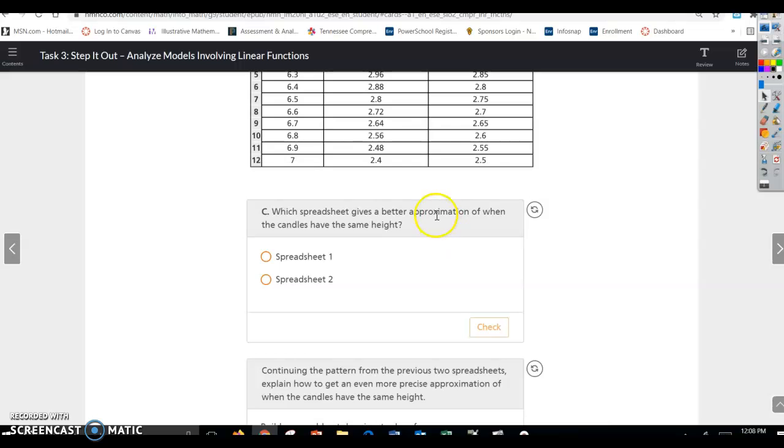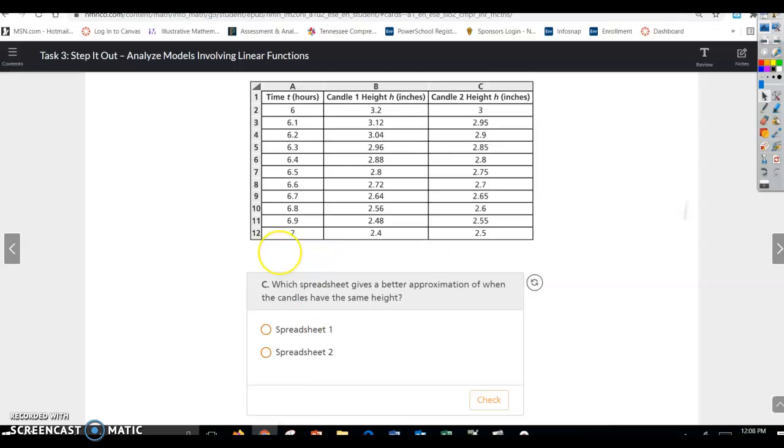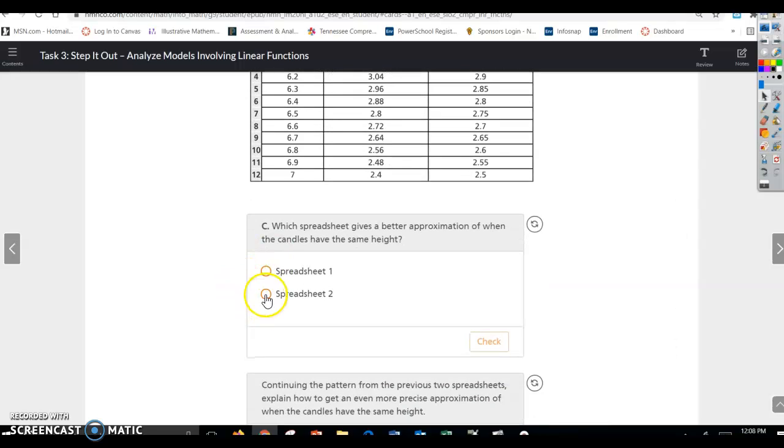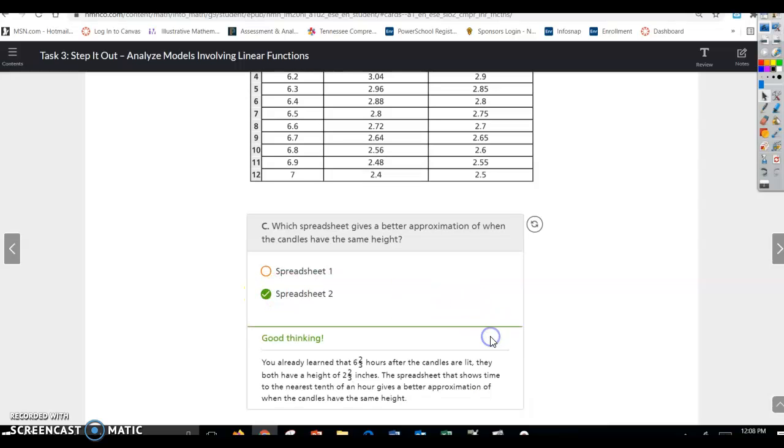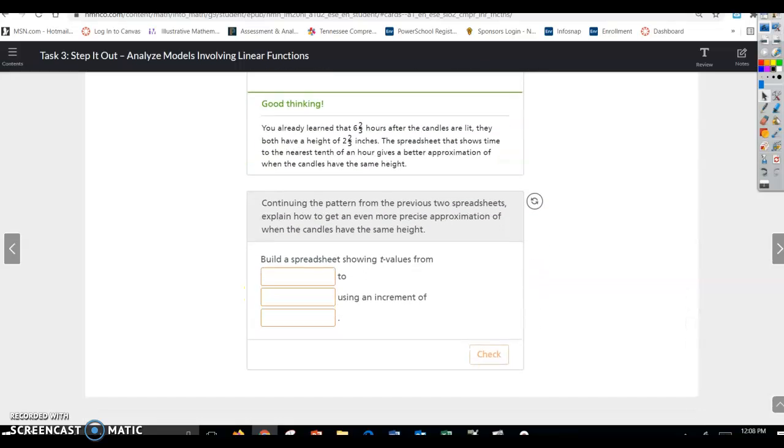So it says which spreadsheet gives a better approximation. That would be spreadsheet 2, because the increments are smaller. That's a better approximation. And if you continue the pattern from the previous two spreadsheets, explain how to get an even more precise approximation of when the candles have the same height.